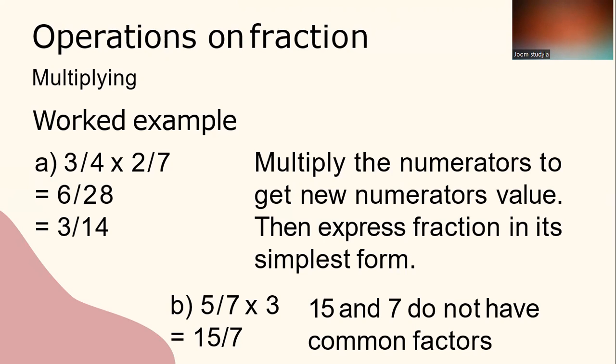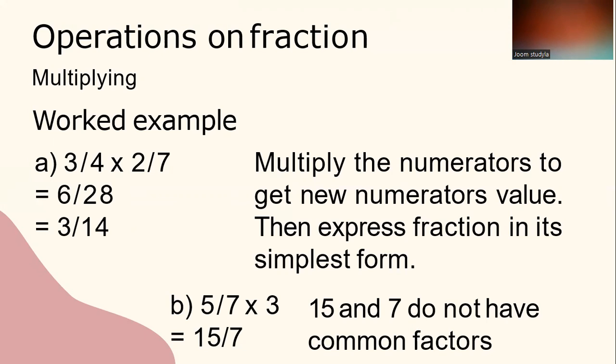6 over 28, that means divide by 2. So 6 divided by 2, you get 3. And 28 divided by 2, you get 14. So as a result, for question A, the answer in its simplest form is 3 over 14. And let's look at example B.